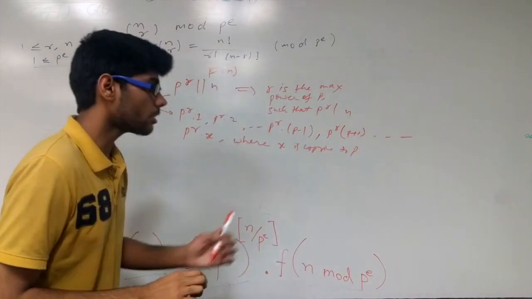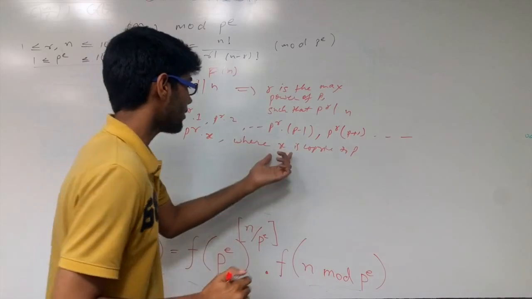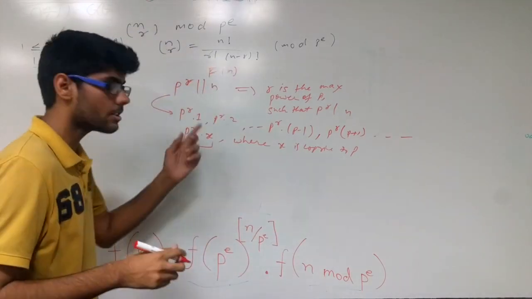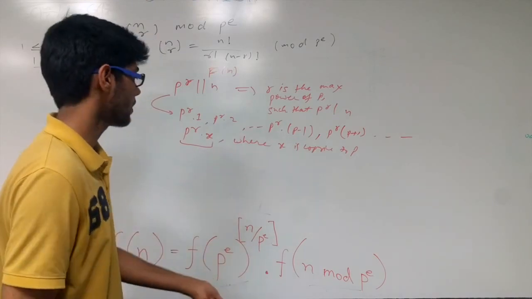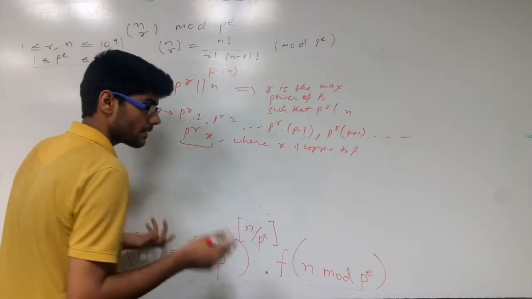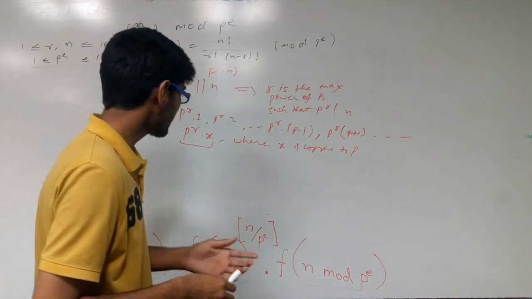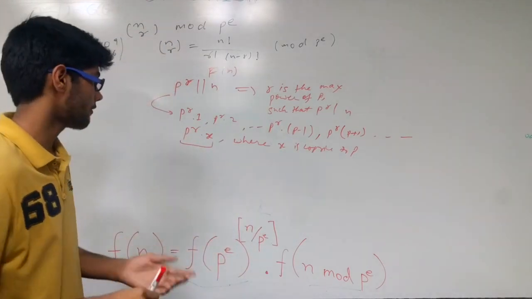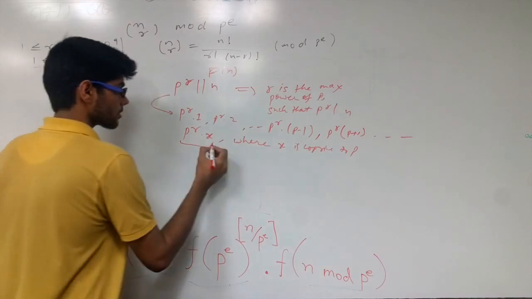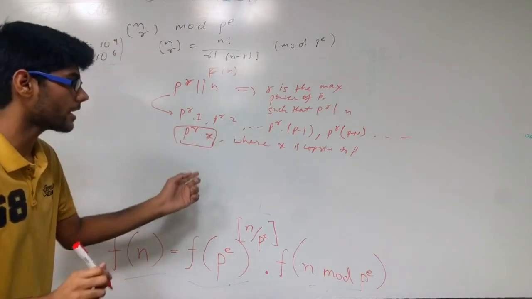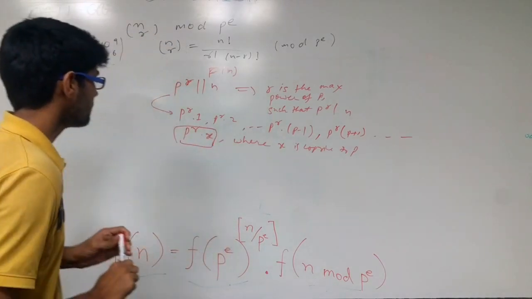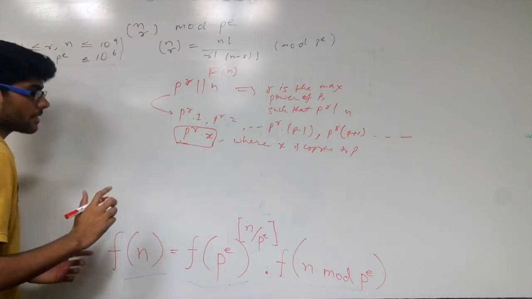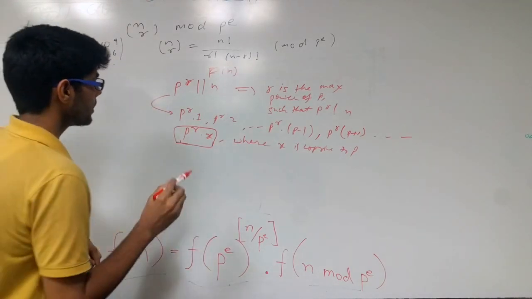Because if x is not co-prime to p, then there is some power of p which divides x, and then the total power of p which divides p to the r into x would be something greater than r, not r. But if x is co-prime to p, then there is no power of p which divides x, so the maximum power of p which divides p to the r into x would be r itself. So we consider all those numbers which are of the form p to the r into x, where x is co-prime to p.